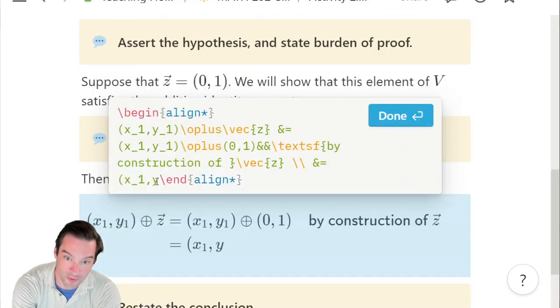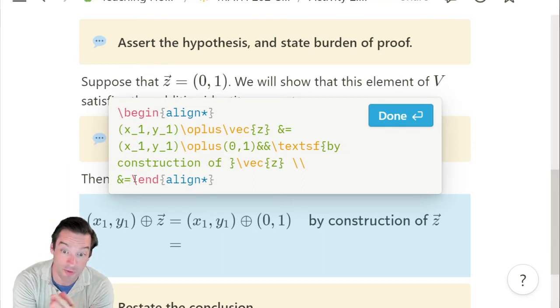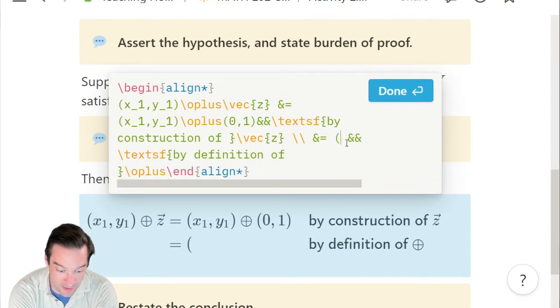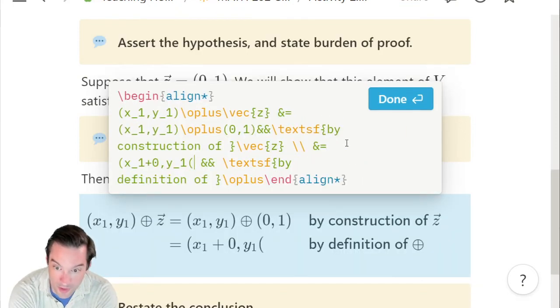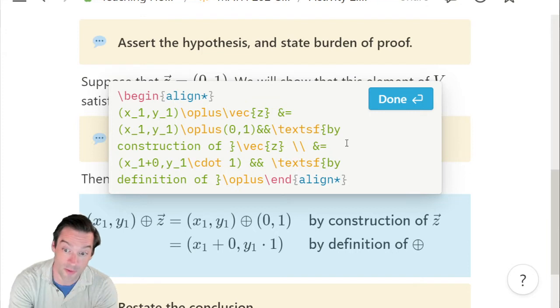Okay, so then what would the next step be from here? (x1, y1) funny addition (0, 1). What is a good time to bring in? Like, what is useful information to help us get to the next step? Applying the funny definition of addition is going to be the next thing that I do, right? So my warrant is by definition of funny addition. And I'll do my funny calculation, right? (x1 + 0, y1 times 1). That is what the funny addition symbol is defined to do. So there's my warrant by definition of funny addition. This is how I simplify that next line.